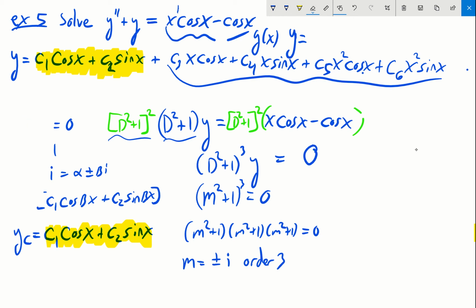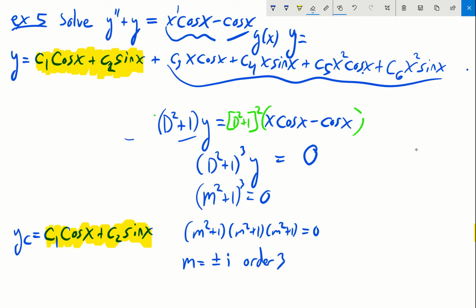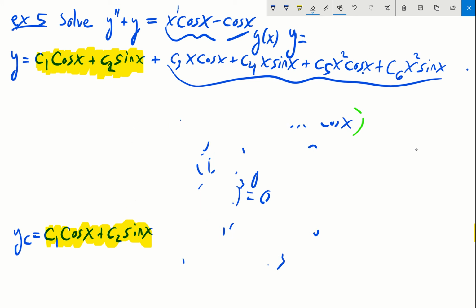And I'm going to, again, not write the C3, C4. I'll switch over to some easier letters to work with. But now we need to find the undetermined coefficients for our particular solution.